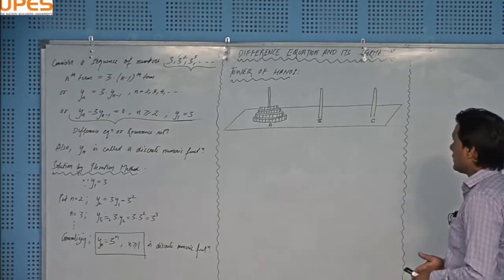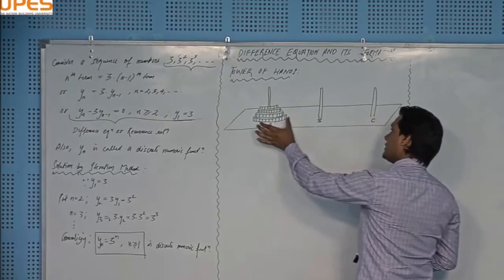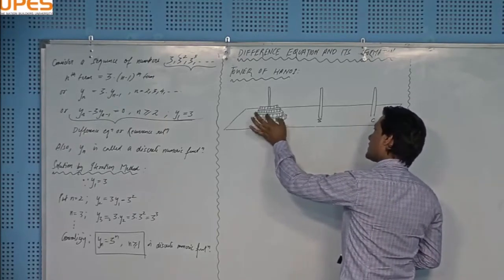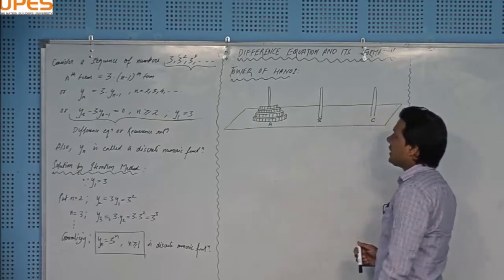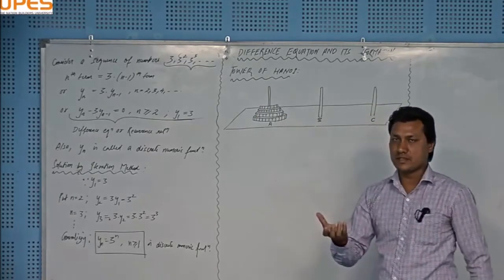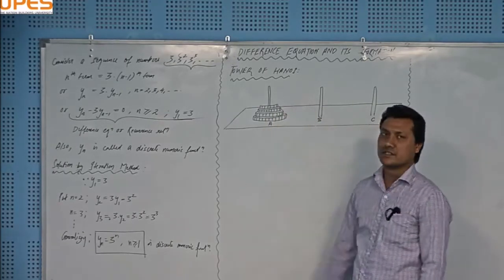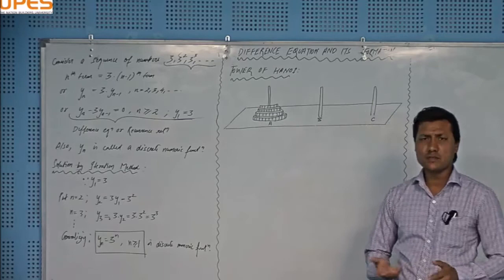So in this picture we have 3 pegs A, B, and C, and all of these discs are centered at the same point, right? The disc placed at the bottom is of the biggest diameter, and as you move up, the diameter goes on decreasing, right? So what is the problem?